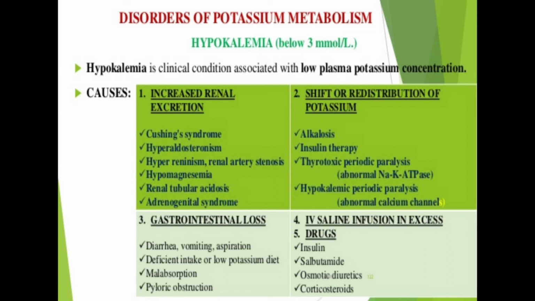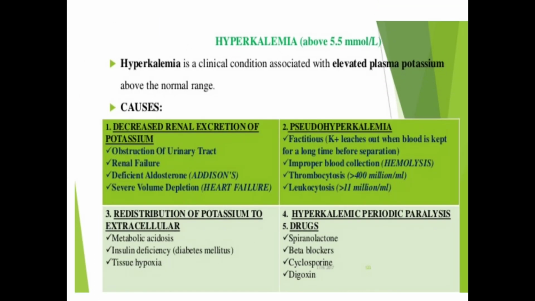Salbutamol, mainly a treatment for asthma. Osmotic diuretics increase the urine volume. Corticosteroids, steroids can alter so many things, even blood pressure and blood sugar. So these are the things that come under hypokalemia. If asked, we can write briefly: hypokalemia is a clinical condition associated with low potassium level below 3 millimoles per liter. Then you can write causes in brief, one or two examples enough.